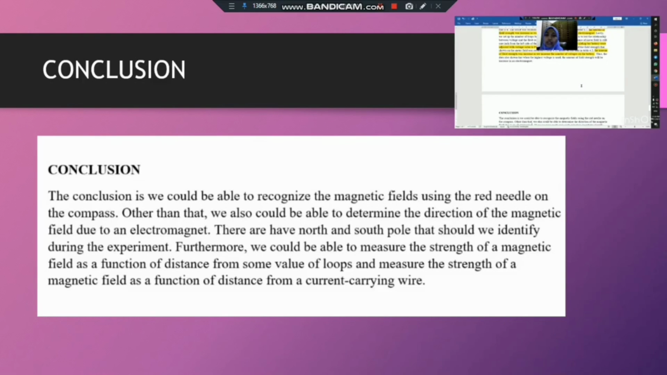In conclusion, in this experiment we were able to recognize the magnetic field using the red needle of the compass. Other than that, we were also able to determine the direction of the magnetic field due to an electromagnet. We also showed that we can measure the strength of the magnetic field as a function of distance from some value of bulbs and from a current carrying wire. We can show that in the experiment with the voltage just now.